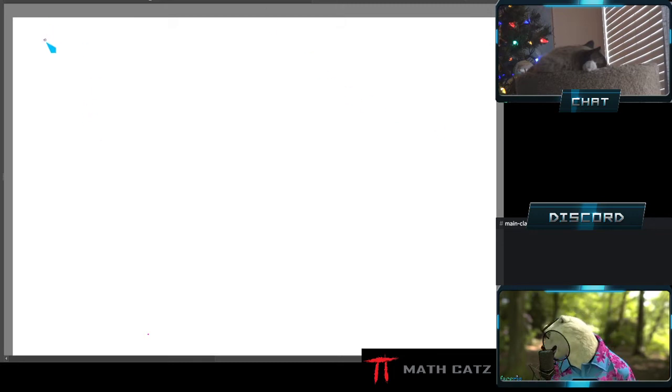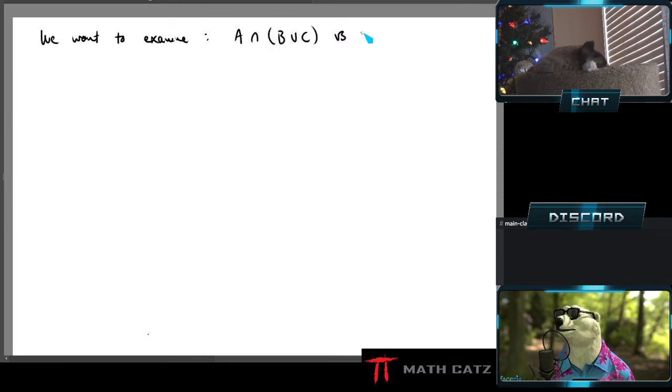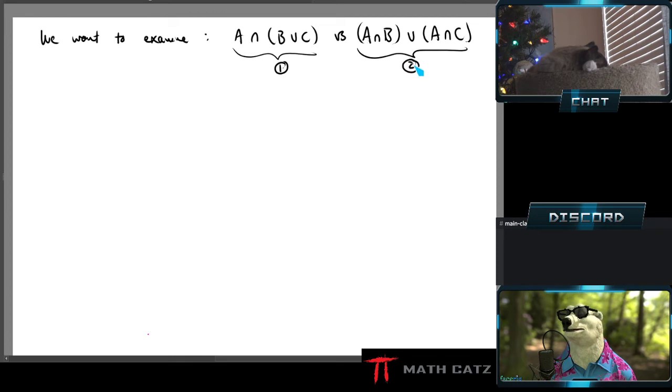So let's just write down here. Let's say we want to test whether this is true. We want to examine A intersection B union C versus, what was the other one? A intersection B, remember brackets come first, and then union A intersection C. We want to compare these two. So we're going to do this one and see what the result is first. Then we're going to do that one and see what the result is without knowing exactly what the sets look like, right? So I have to start in my general position.